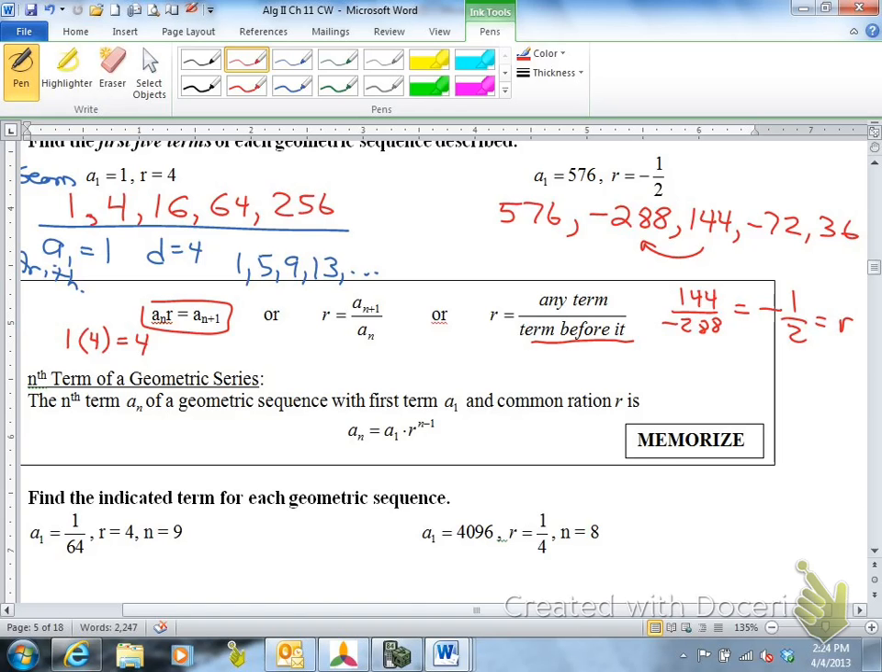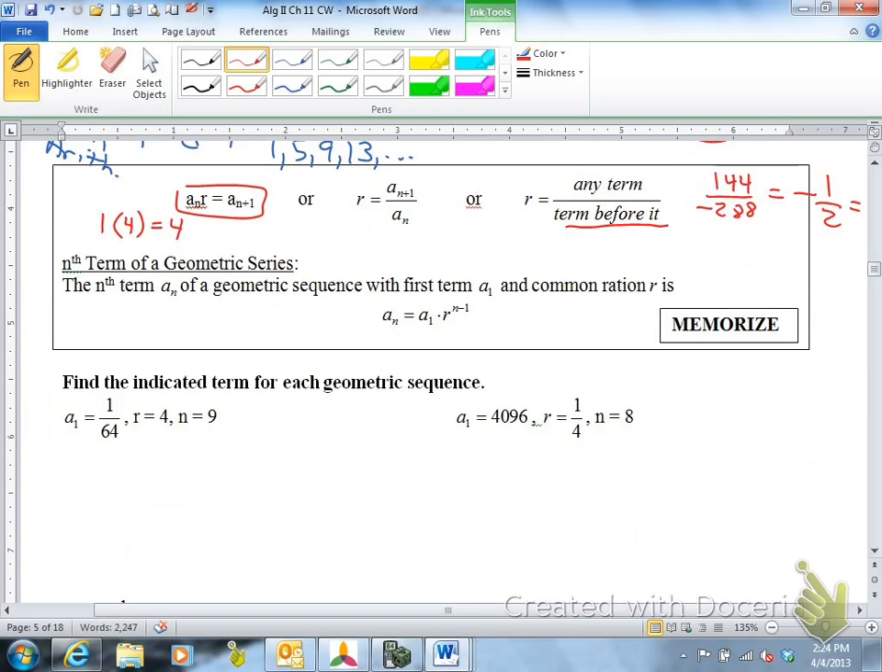I don't know how helpful they are. This formula, though, is helpful. And there's a typo. This is the nth term of a geometric sequence.